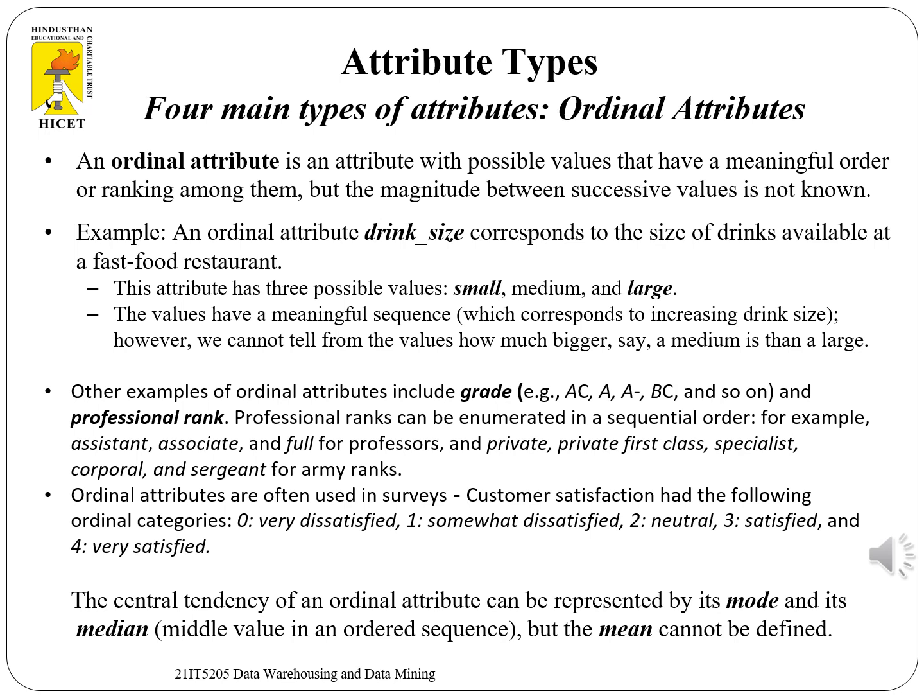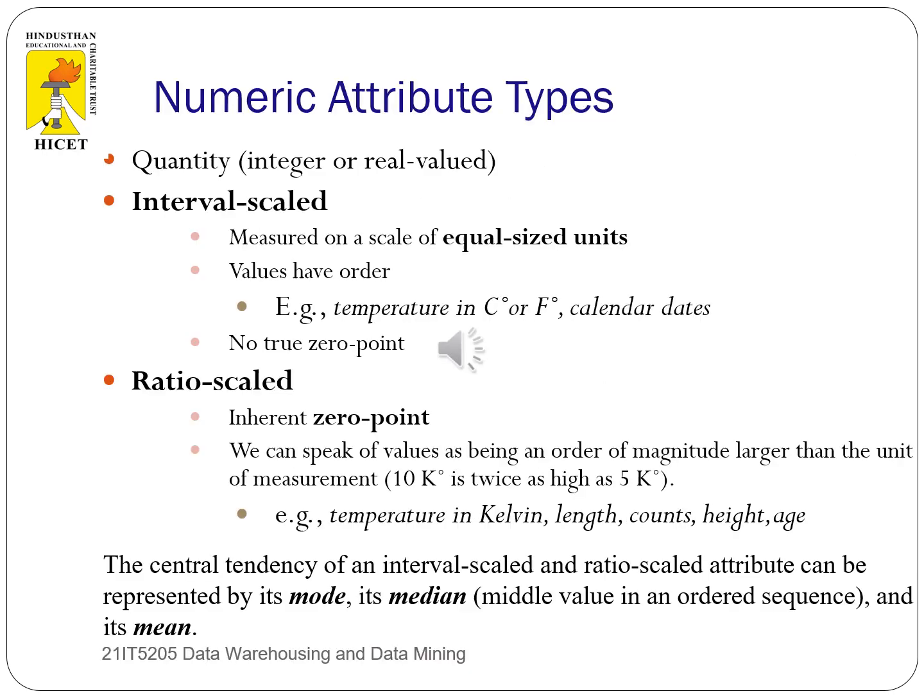In a customer satisfaction survey, we make use of ordinal attributes like very disappointed, somewhat disappointed, neutral, satisfied, and very satisfied, for which we can give a ranking, but we will not be able to differentiate them by magnitude. The central tendency of an ordinal attribute can be represented by its mode and its median, that is, the middle value in an ordered sequence, but the mean cannot be defined.